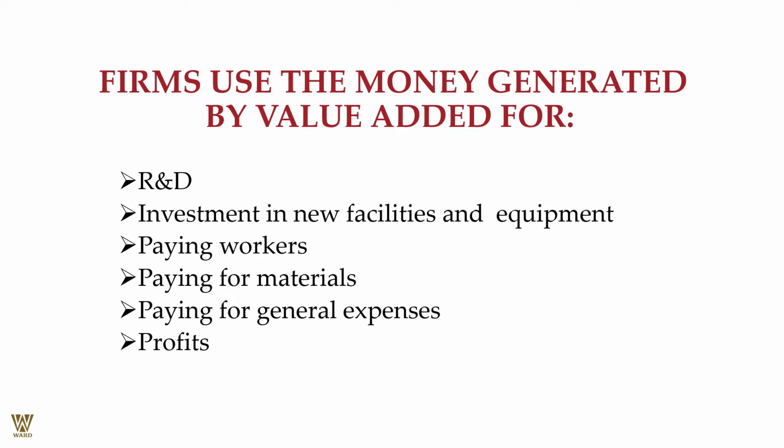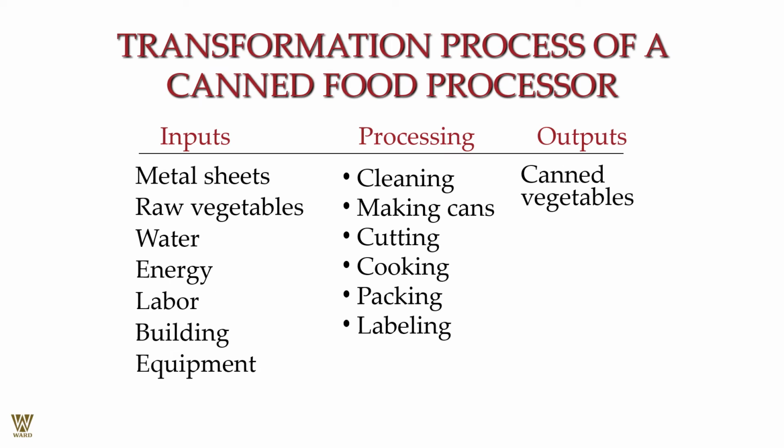Firms use money generated by adding value. How? Through research and development, investment in new facilities and equipment, paying workers, paying for materials, paying for general expenses, and for profits. So yes, this is how money is generated: through research and development, investment in new facilities, paying workers' salaries, paying material resource costs, paying for general expenses, administration, rental, and thereby paying themselves in the form of profits.